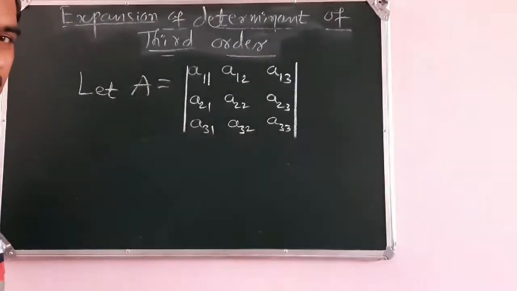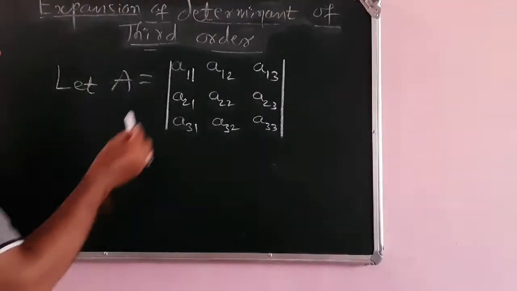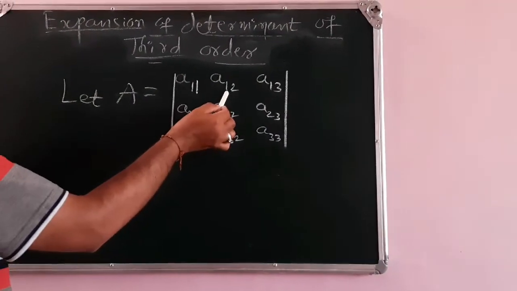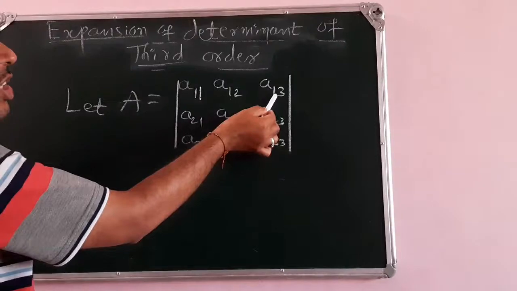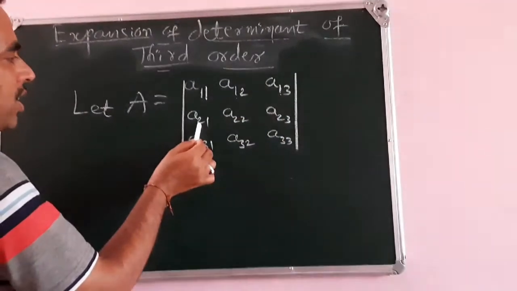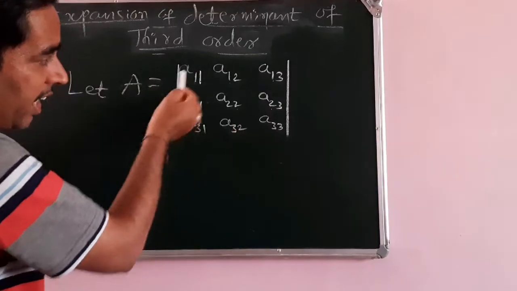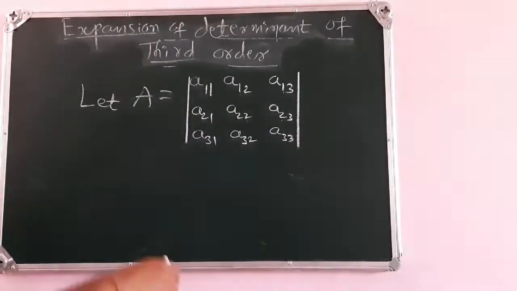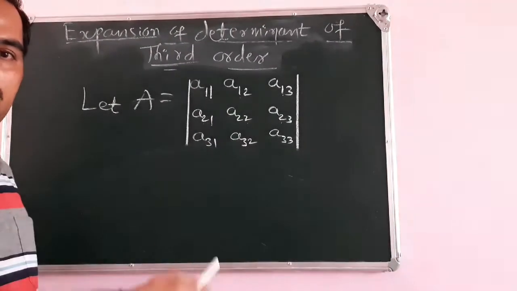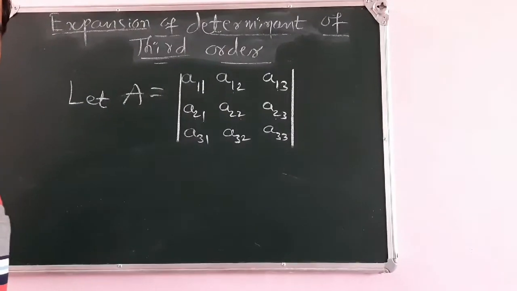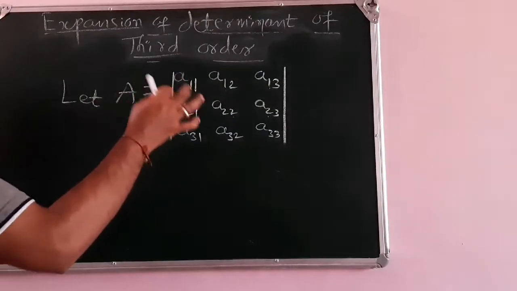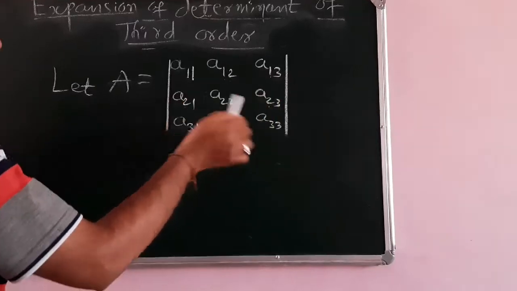Generally these are the elements which show the position of the element. First row, first element; first row, second element, A12; then first row, third element, A13. Second row, first element; second row, second element, A22, A23. These are all diagonal elements. Generally I have written like this. We can also write A1, B1, C1, A2, B2, C2. We can change the symbol also. I have just taken A11, A12, A13.